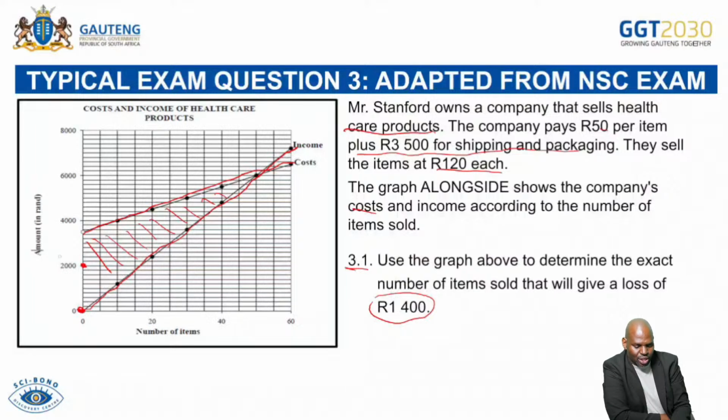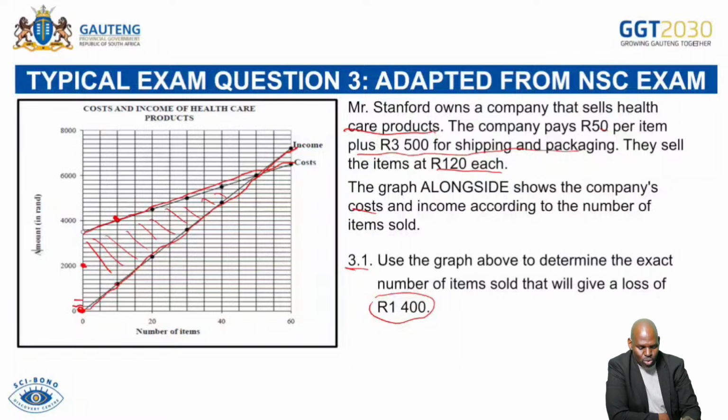So I say 2,000 divided by 10. So 2,000 divided by 10 will give me 200. So it means each block is 200. So this will be 200, 400, 600, 800, 1,000, 1,200, 1,400, 1,600, 1,800, and then 2,000. Okay. But in this case, they say use the graph above to determine the exact number of items. So that will give a loss of 1,500. A loss here, it's the difference of these 2 points.